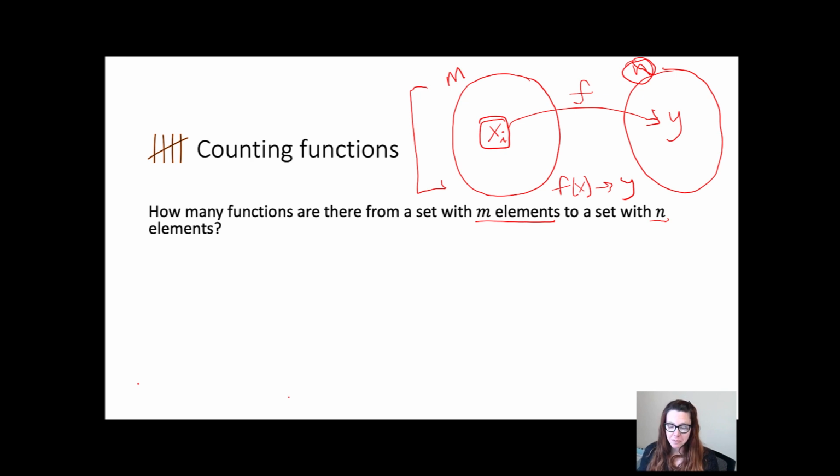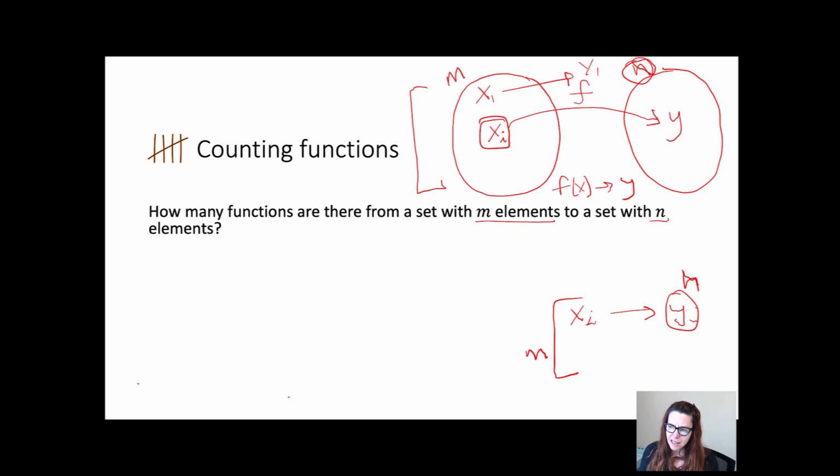This is where the product rule comes in. So I'm going to say I have X1, and it's going to go over to some Y1, right? And I have N choices there. And then I have X2, and it's going to go to some Y2. And I have a certain number of choices I can make there. But for every Xi, I'm going to send it somewhere to Yi in the other set. And for each of those, I have N choices. And how many of these do I have? I have M of them. I have to make that choice N times.